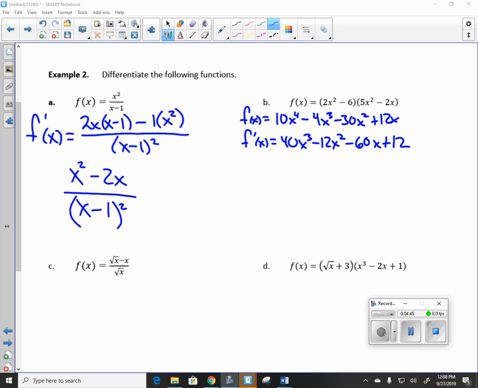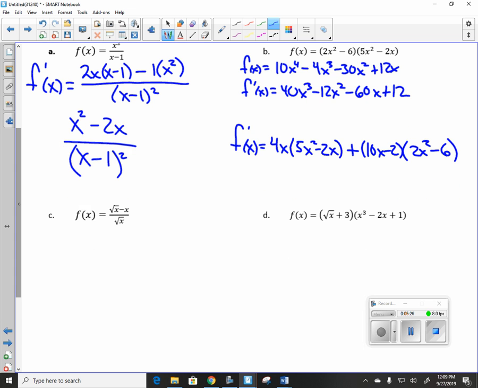Here's the second way of doing it. Let's see if we get the same thing. I'm going to use the product rule. Can somebody tell me what's the derivative of 2x squared minus 6? 4x times the second part left alone, 5x squared minus 2x. That's what the product rule says. Take the derivative of the first part, leave the second part left alone, plus derivative of the second part, 10x minus 2, times 2x squared minus 6.